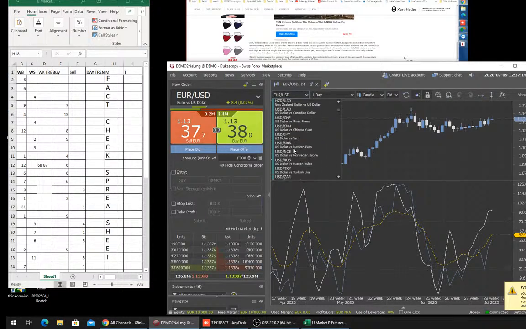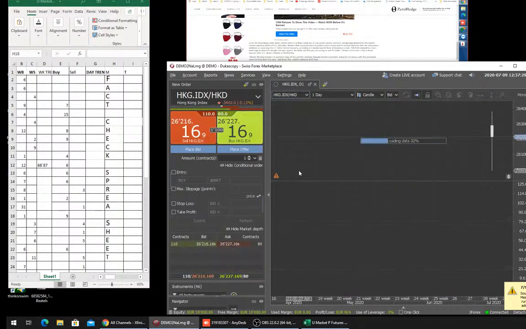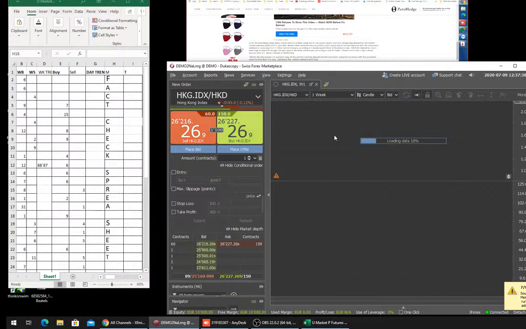Let's see. Brent, soybeans, no. Deluxe, the DAX in Europe, the cable, the Hong Kong index. Let's see what the Hong Kong index looks like. We'll go back and look at that, we'll put a weekly in there. See how that looks. See, it's up firm.